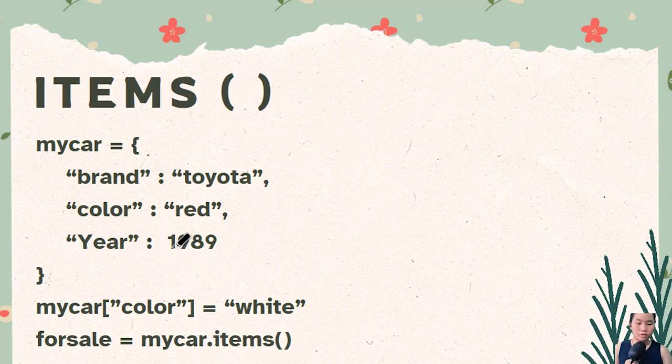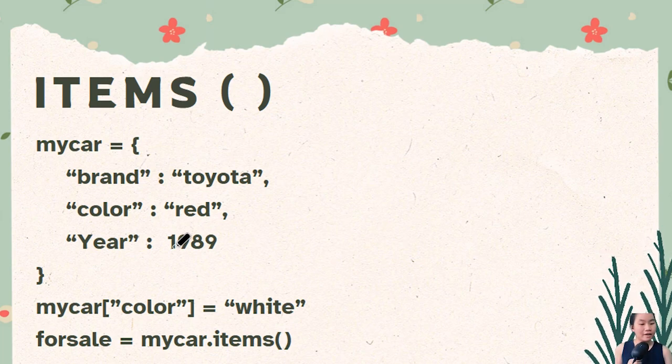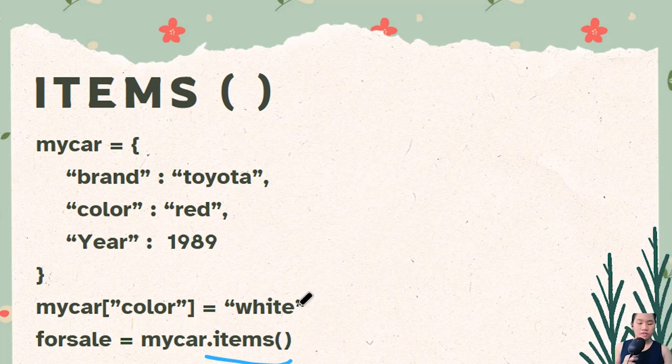Next up is items. Now, items also update the dictionary after you've made the change, and the syntax is basically the same as the previous methods that we've seen before. So it's dot keys, dot values, and dot items.